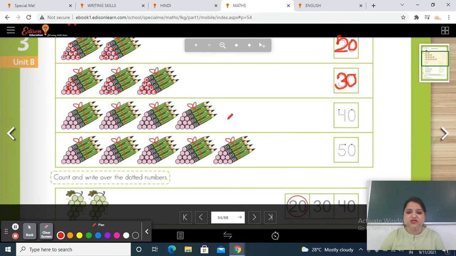Now here are some more bunches, so you have to count these pencils, okay? So 1 2 3 4 5 6 7 8 9 10. Now after 10, 11 12 13 14 15 16 17 18 19 and 20. After 20, 21 22 23 24 25 26 27 28 29 and 30. And after 30, 31 32 33 34 35 36 37 38 39 and 40. So how many pencils are here? 40 pencils. And how many bunches are here? 4 bunches, right? 4 bunches mein kitni pencils hai? 40. 10 in each bunch.